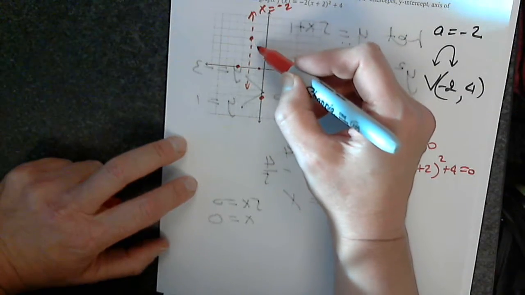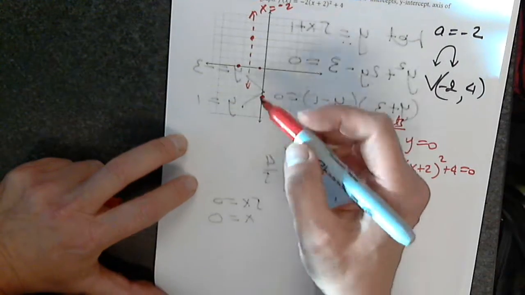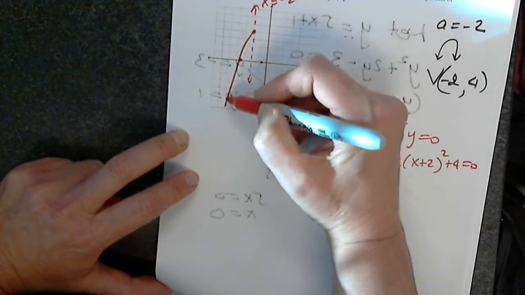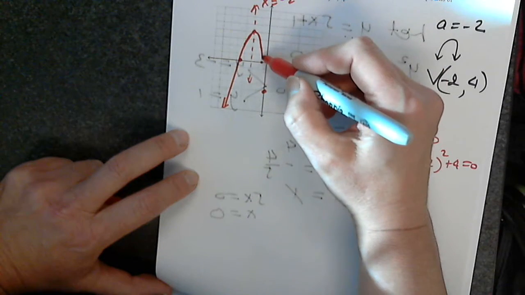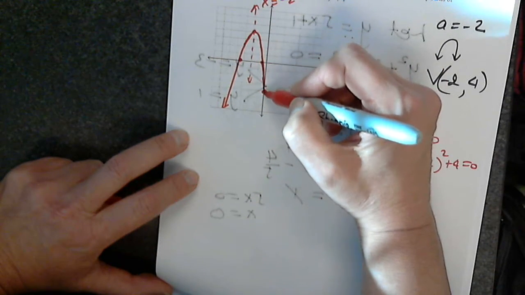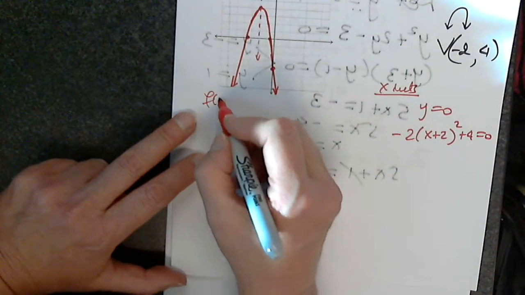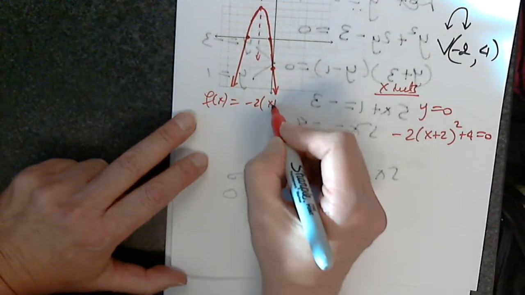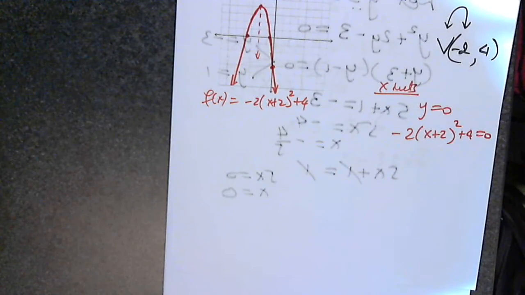So you cannot graph the function that does something like this. You know that. It has to be symmetric, and it continues to open downward towards negative infinity. Okay, so this is the graph of f of x equals negative 2 times (x plus 2) squared plus 4. Okay, so having said that, let's go back.